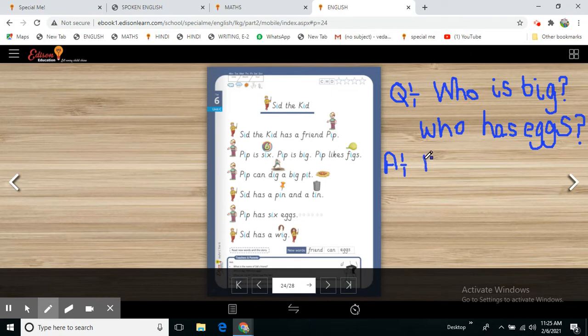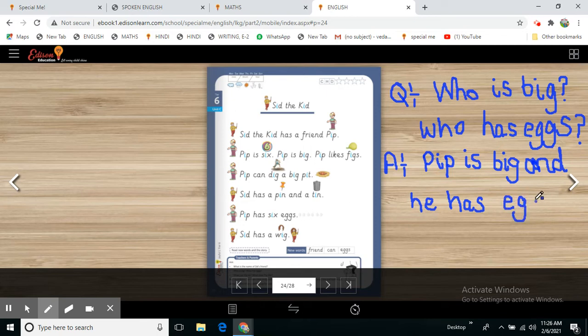Start with capital letter. Name Pip. Pip is big. Now and he has eggs, right? Now full stop. Pip is big and he has eggs.